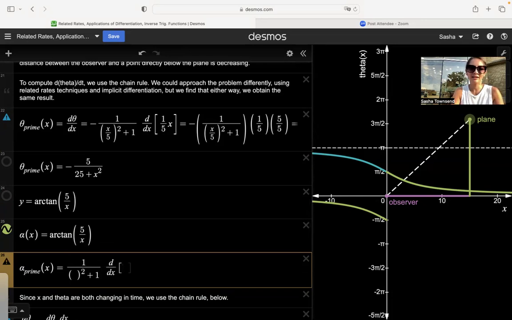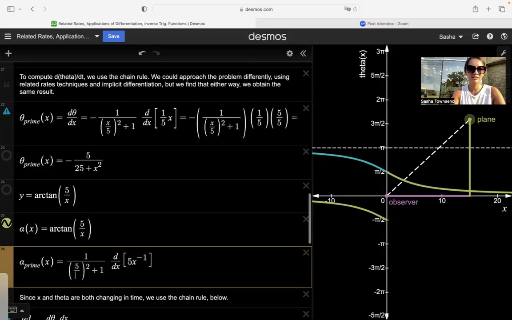Now that 5 divided by x is 5 times x to the negative 1, we can bring that x to the numerator. That way we can use the power rule. Don't forget to put the inside function back inside. If we take the derivative of 5 times x to the negative 1, well, what do we get?